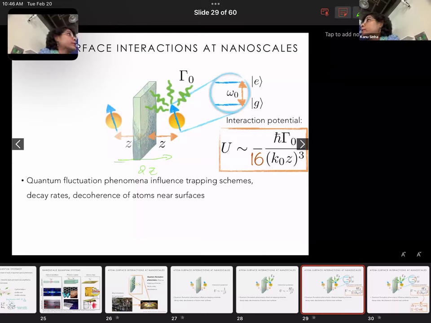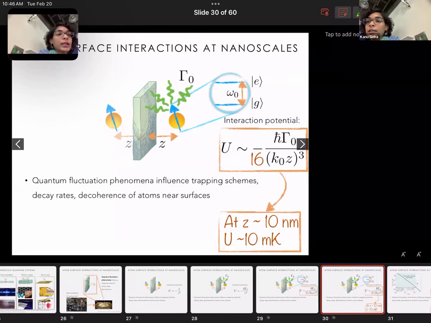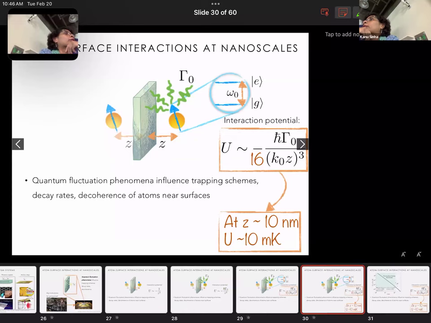Now you can plug in some typical numbers, because we know, for example, the workhorse of a lot of AMO physics is the rubidium atom. And if you plug in the numbers for the rubidium D2 transition, the corresponding gamma zero and the wavelength, you can see that this potential strength at distances of tens of nanometers overpowers most of our ways of trapping and controlling single particles using external electric and magnetic fields. So we need to come up with some ways.